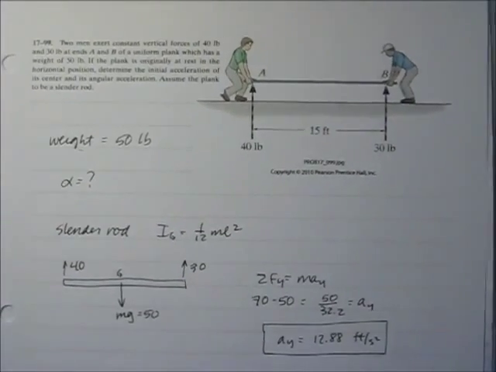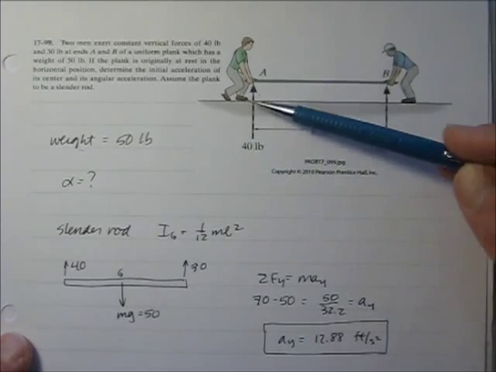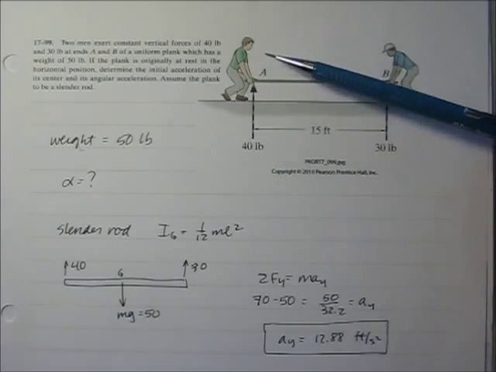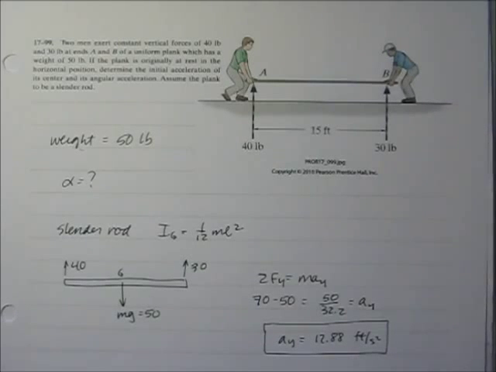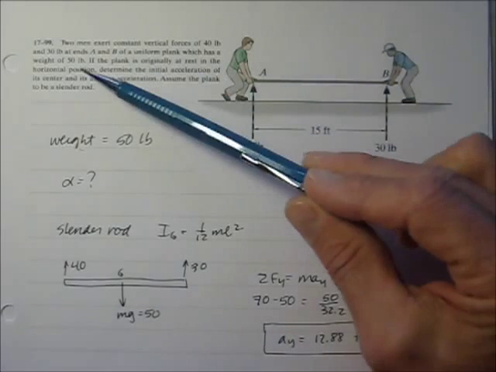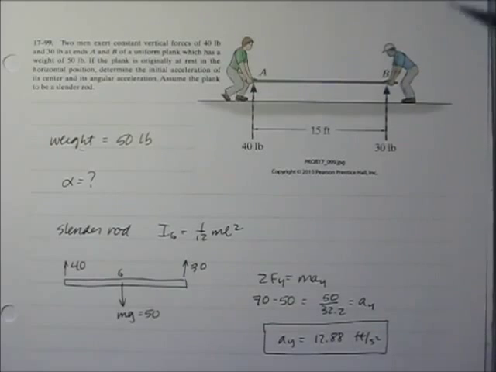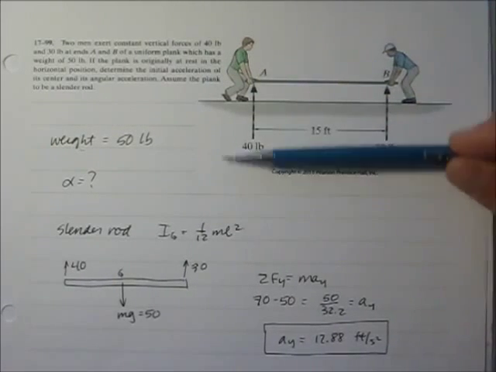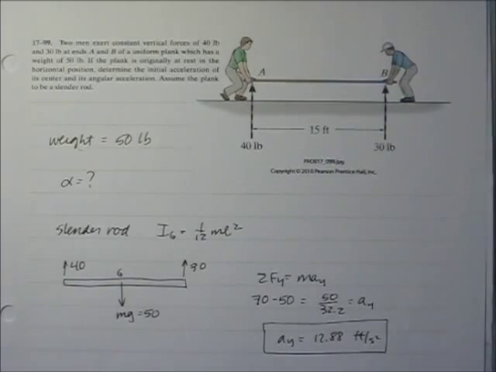All right, so here's a fairly easy problem from our textbook. But let's say these two guys are trying to lift this heavy ladder or this plank or whatever it is. He's going to lift it up with 40 pounds, and he's going to lift it up with 30 pounds. The plank weighs 50 pounds, I believe. So clearly, we've got 70 pounds lifting it up. It only weighs 50 pounds, so it's going to be accelerating in the y direction.